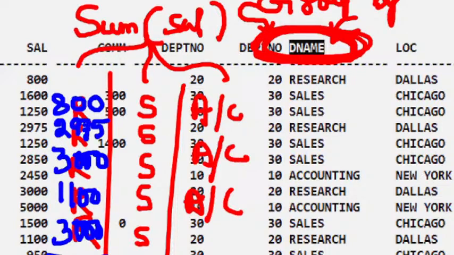So 10,875. Something above 10,000 will come. Okay? Right. Now next one comes sales. Sales also calculate like this. First sales how much?